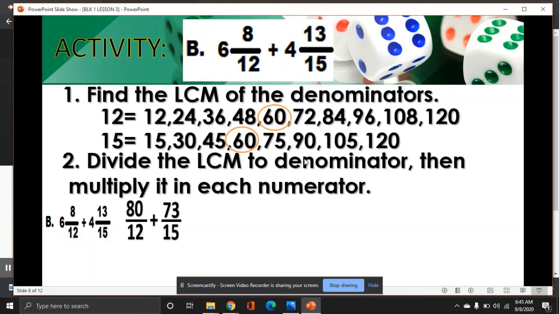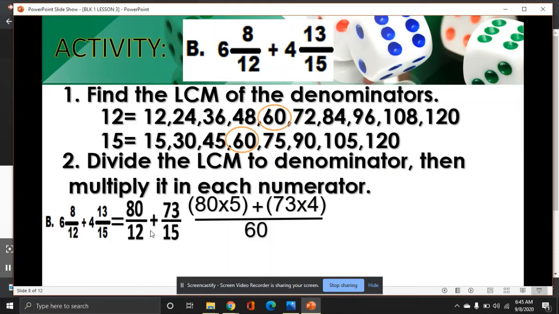Next, we need to divide the LCM by each denominator, then multiply it by each numerator. So 60 divided by 12 would be 5, so 80 times 5, plus 60 divided by 15, that is 4, so 73 times 4. Now that we have the same denominator, we need to solve our mixed numbers.